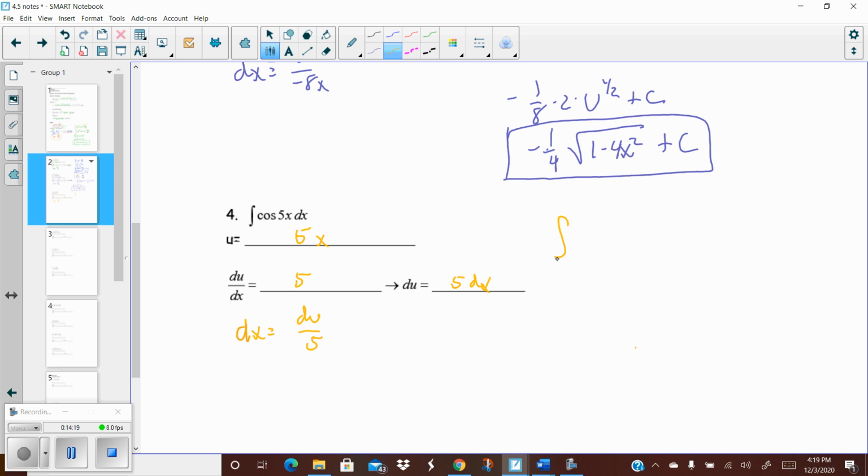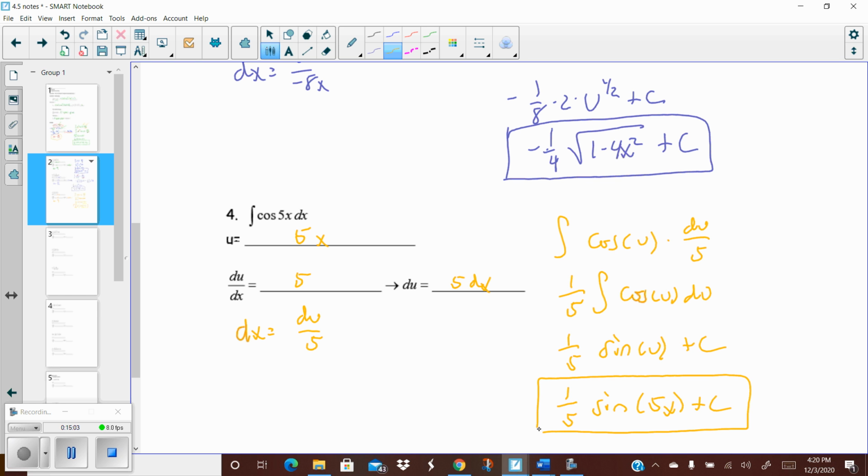So then rewriting the integral, it becomes cosine of u times the new dx, which is du over 5. I can pull the 1/5 out to the front, and I am left with the integral of the cosine of u du. So now I can take the antiderivative of cosine, which is sine. So we get 1/5 sine of u plus c. And then I can go ahead and replace the u with the original x values, which was 5x, plus c.